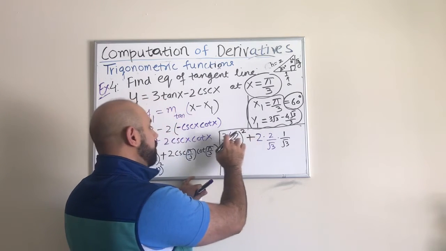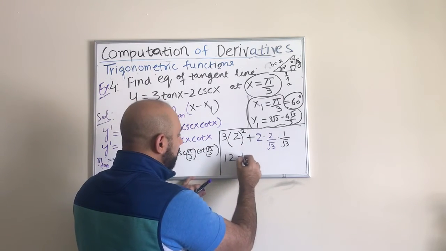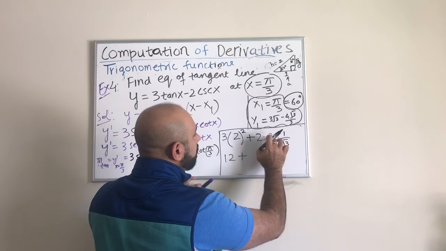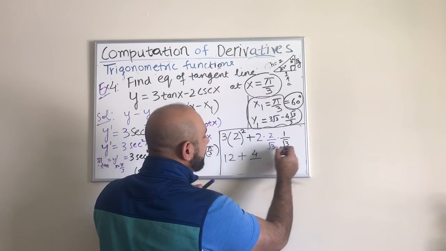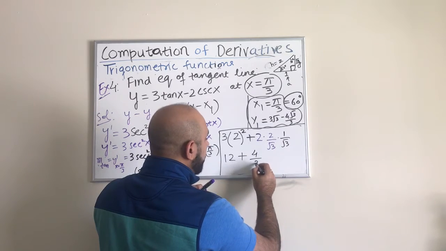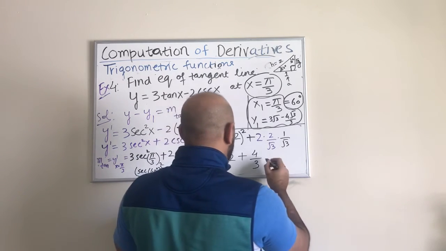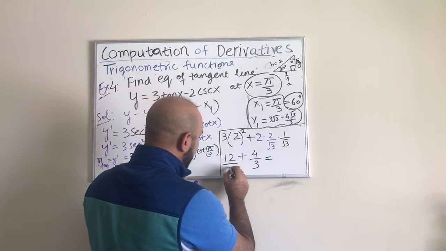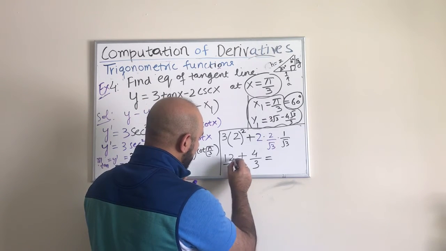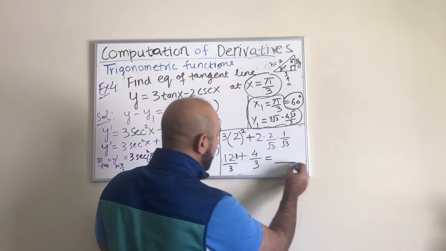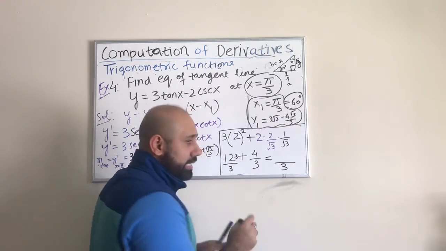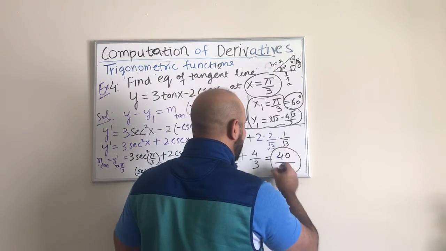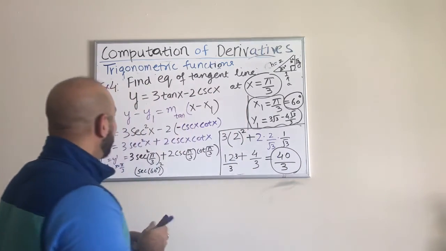2 squared is 4, 4 times 3 is 12. So it is 12 plus 2 times 2 times 1. So 2 times 2 is 4, 4 times 1 is just 4. And radical 3 times radical 3 is just 3. So we should try to combine them. Combining them is not too difficult. We want a common denominator of 3. 12 times 3 is 36, 36 plus 4 is 40. So it is 40 over 3. That is my slope. Guys, we have everything that we need.